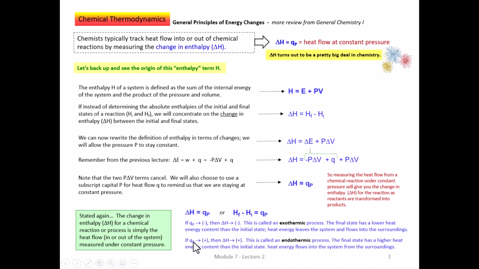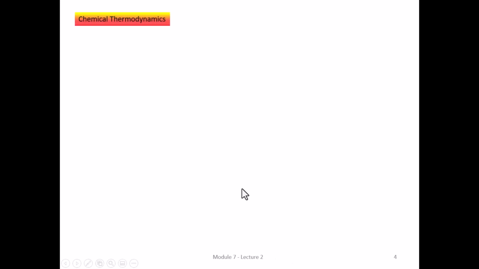Conversely, if the heat flow under constant pressure is positive, then of course ΔH would be positive. This is called an endothermic process or reaction. In this case, the final state enthalpy, HF, is larger than the initial state enthalpy, and so heat energy flows into the system from the surroundings. Again, that's consistent with our sign convention we set up previously. If the heat flow sign is positive, then heat's flowing into the system or into the reaction from the surroundings.